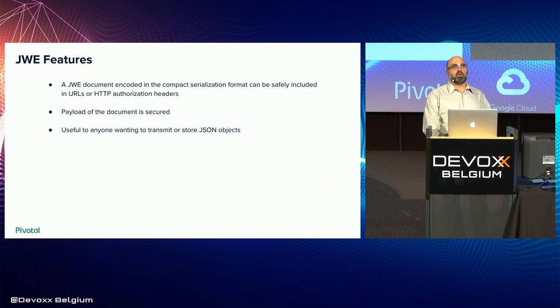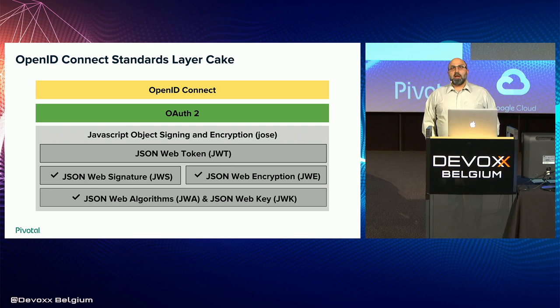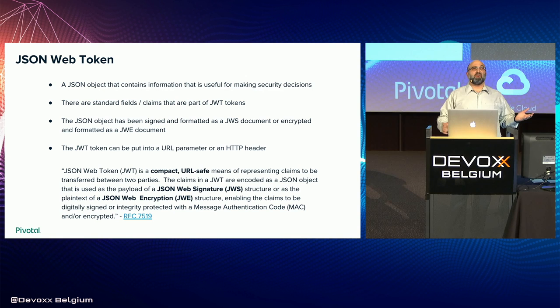So looking at this diagram, what is a JSON web token? It's either a web signature or a web encryption object. And that's really all there is to it. So when you see a JWT token, it could either be encrypted or it could be just signed.